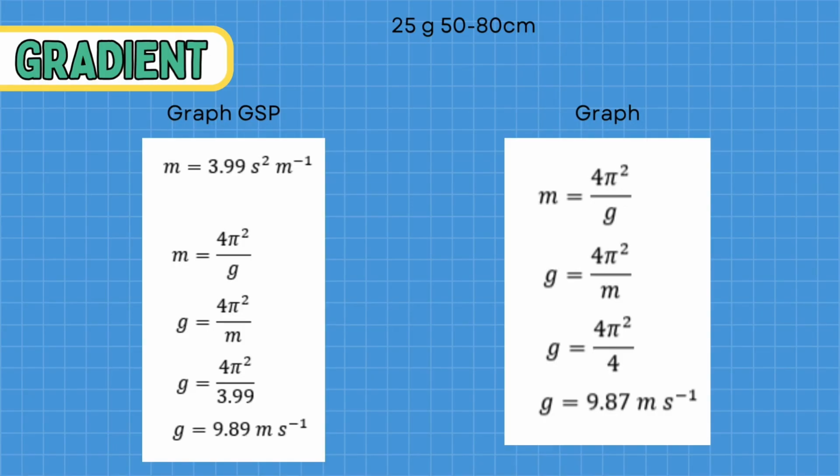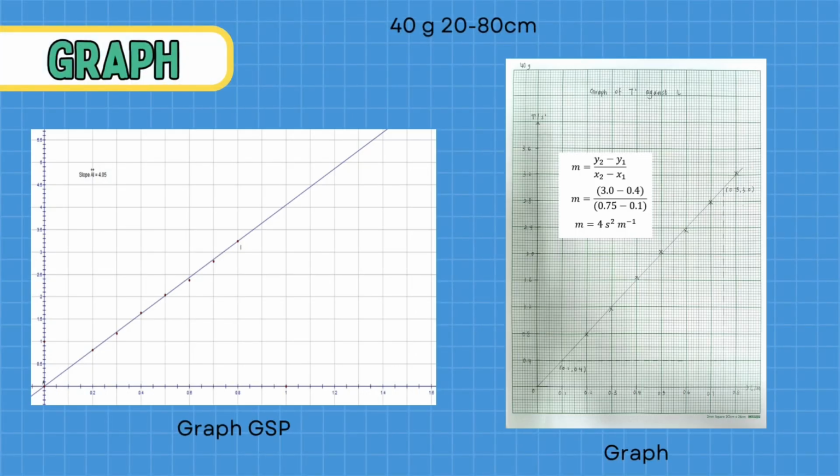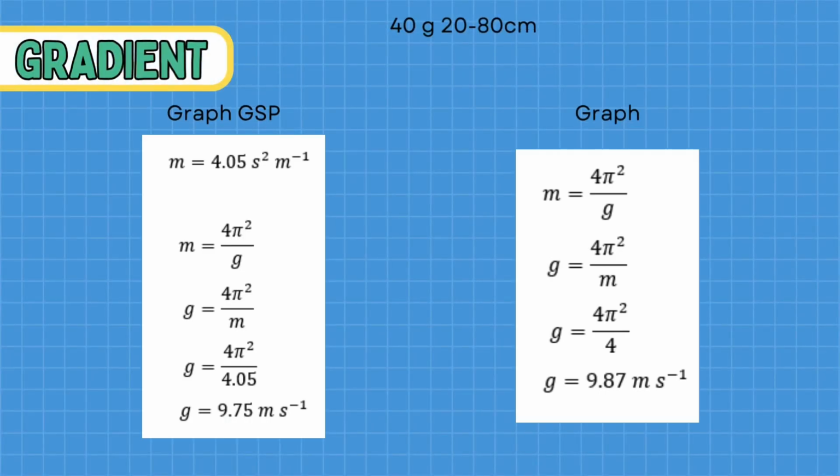The gradient values are very similar, showing that both methods produce consistent and reliable results. The following graphs use only the data from 20 cm to 50 cm and 50 cm to 80 cm for the 25-gram pendulum.